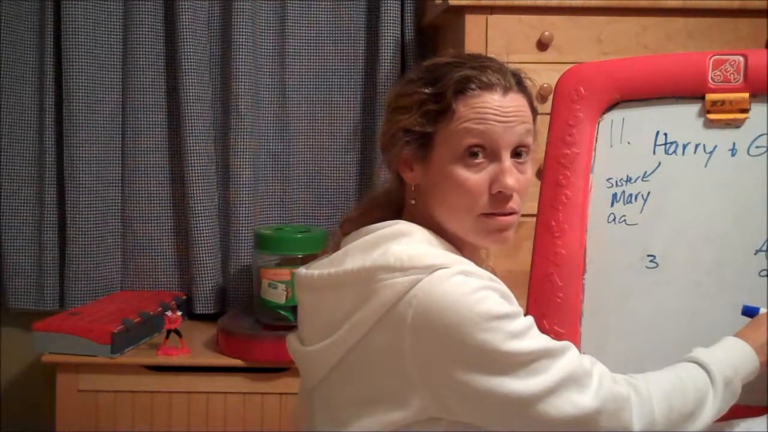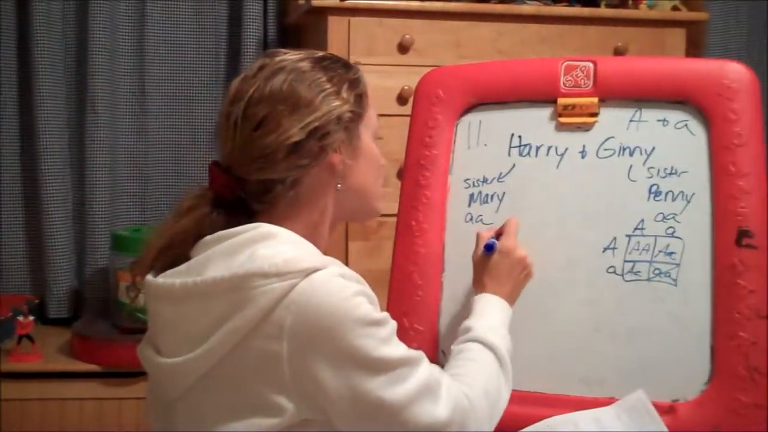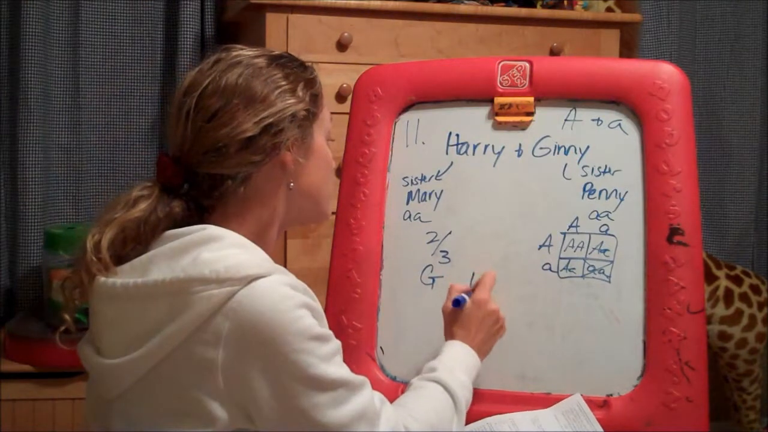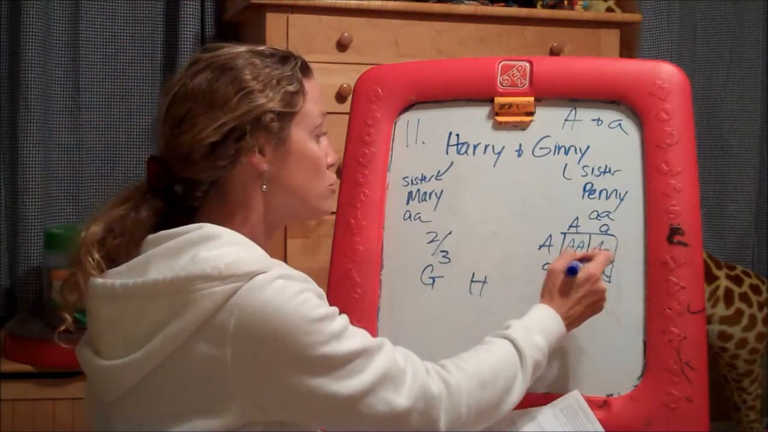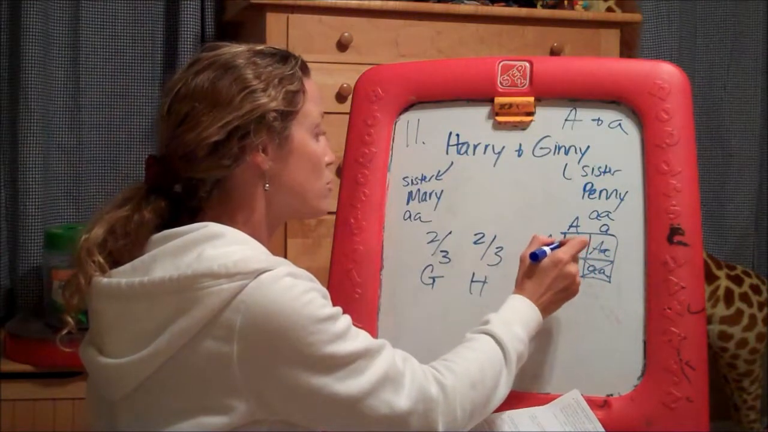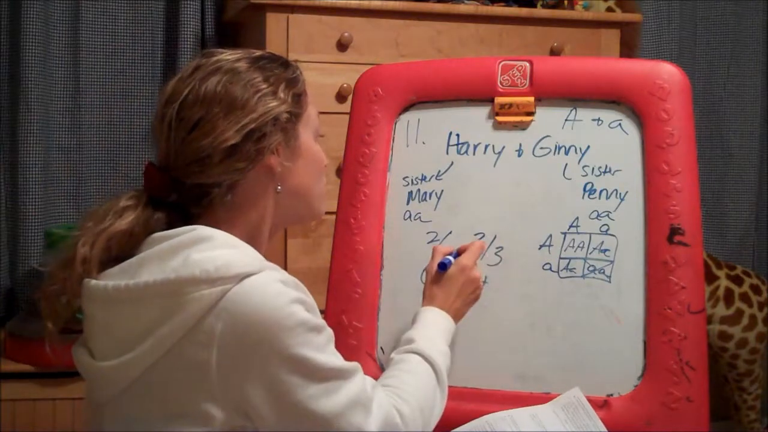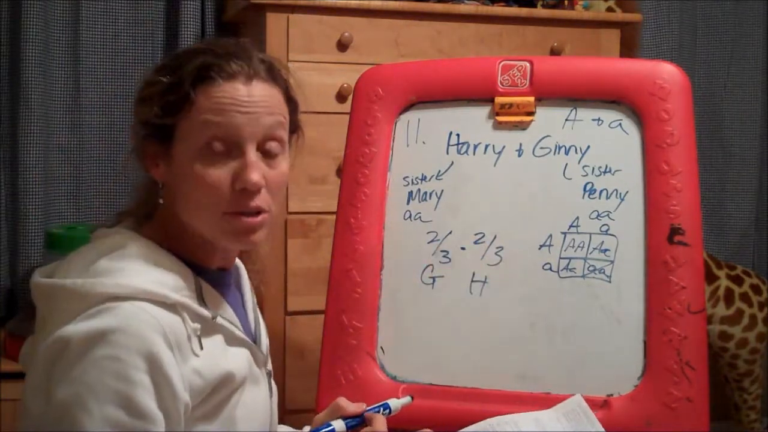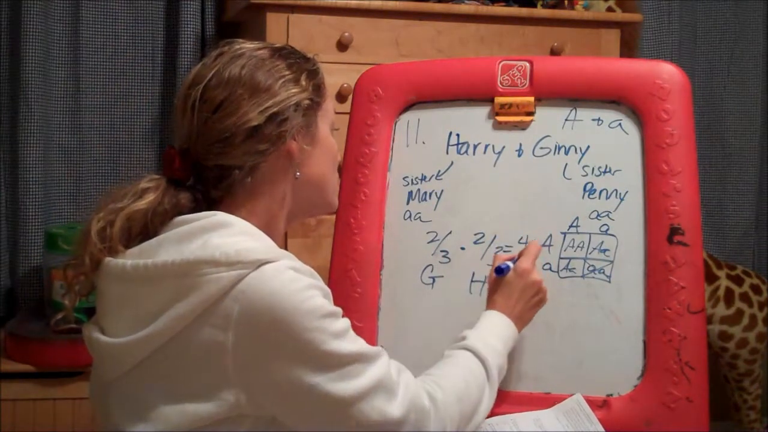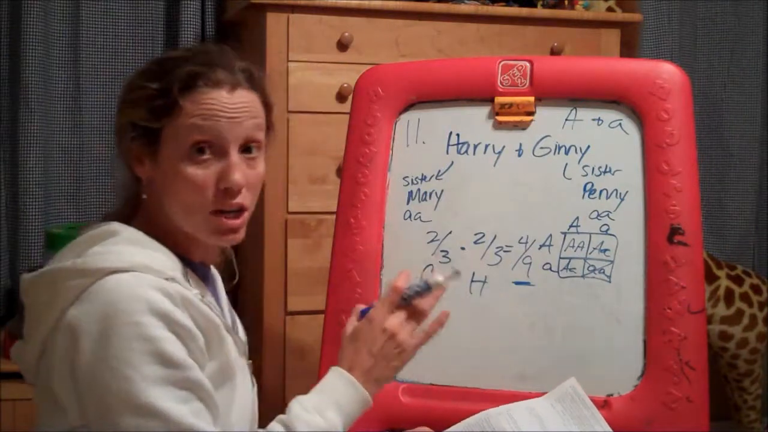We know that to be a carrier, so it would be a 2/3 chance for Jenny to be a carrier. Alright? For Harry to be a carrier, same Punnett square, 2/3 chance. So 2, and then there's your 1/3 there that he's homozygous dominant. Alright, so we need both of those to happen at the same time, so we multiply. So that's going to be 4/9 chance that both Jenny and Harry are carriers.